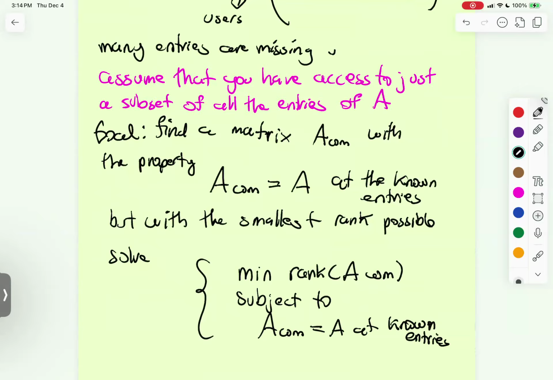There's a similar idea here, and I'll tell you about this next time. The rank function is a terrible function to work with because it jumps and it's not convex. So you find the convex function that's closest to the rank, and that's called the nuclear norm of a matrix, which is the sum of the singular values. I'll explain that next time. It's very cool. So instead, you try to minimize the sum of the singular values of the matrix.